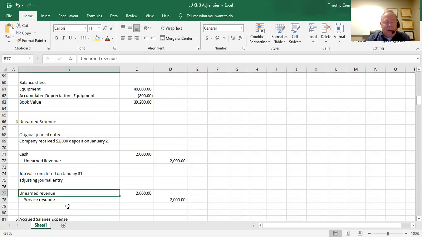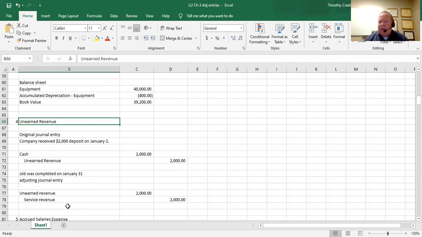Now, unearned revenue. Unearned revenue is the first revenue type adjusting entry that we've looked at here. The others have been expenses. Unearned revenue is whenever you receive money in advance from a customer, you cannot recognize the revenue until you've completed your part of the deal. So if a customer pays you in advance, you cannot recognize the revenue until you've completed the job for that customer. That is the rule of revenue recognition, and that's part of the accrual basis of accounting. And that is you recognize revenues when it's earned, not when you're paid.